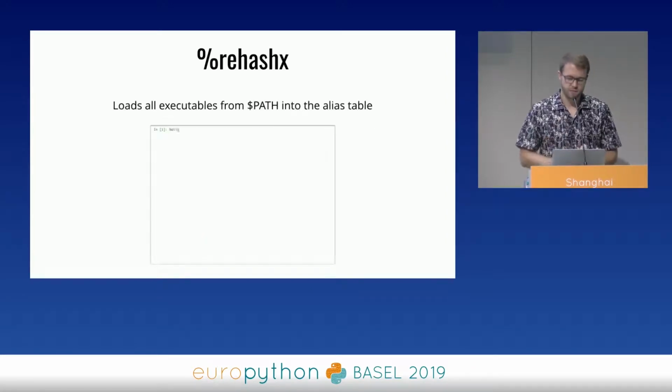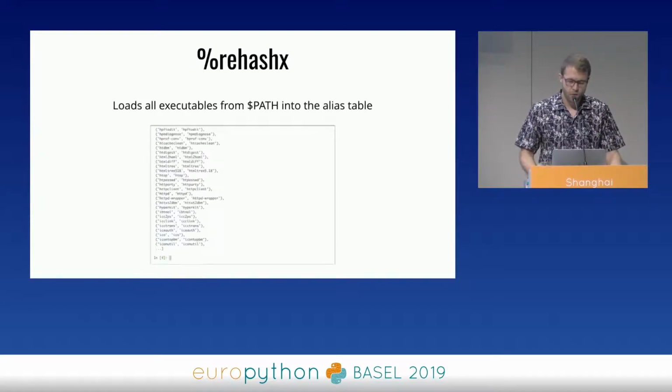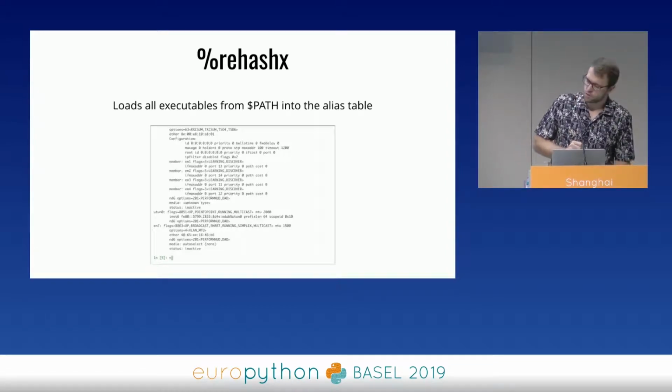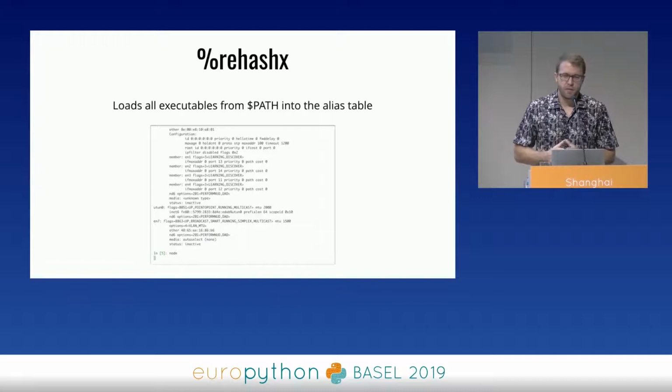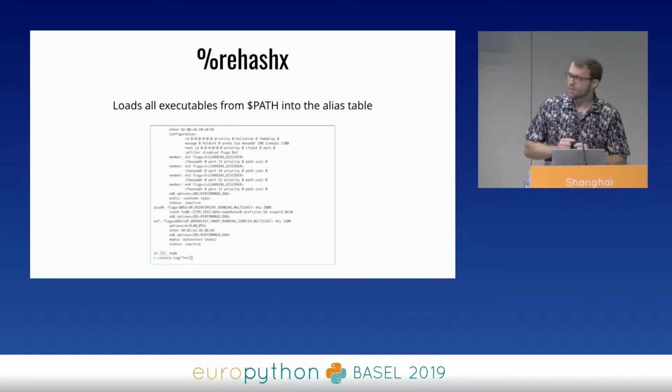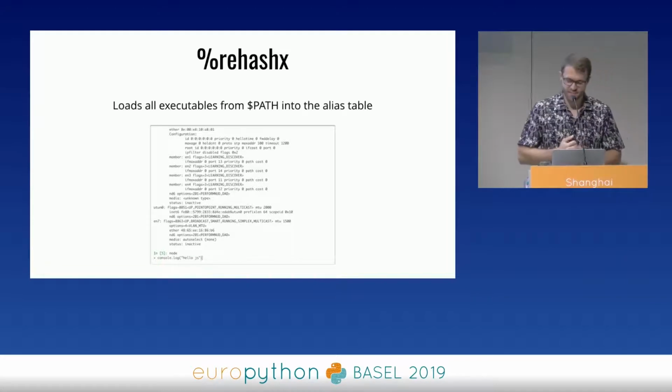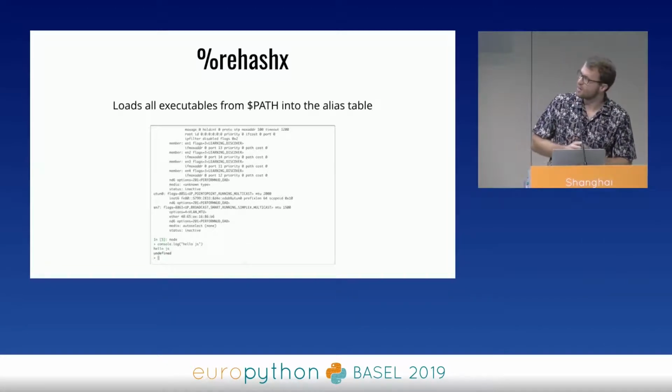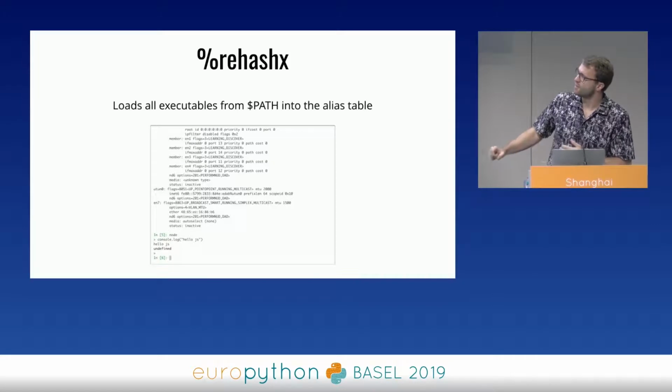Speaking of aliases, there is actually a cool and probably not very well-known magic function called rehashx. It will load all the executables from the PATH variable into the IPython session, which basically means that now you can call any shell command right from IPython, which is a pretty cool little curiosity. Like here, I'm starting a node REPL inside the IPython REPL. I want to go deep down and start more REPLs, but I failed.